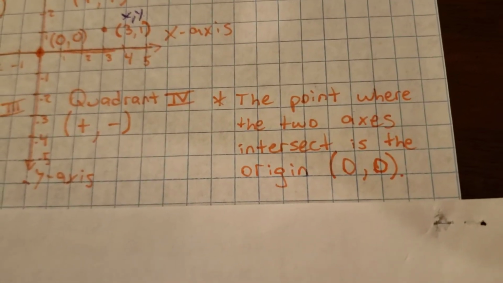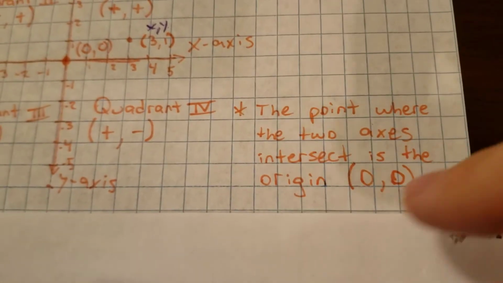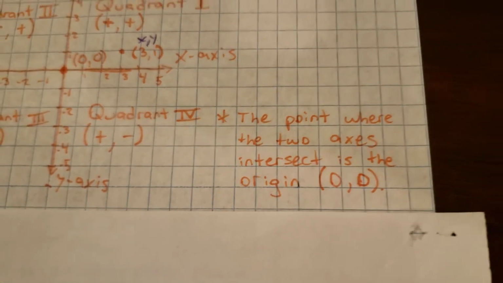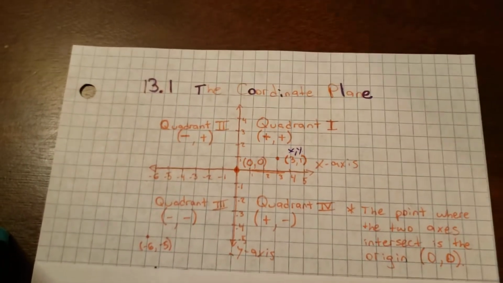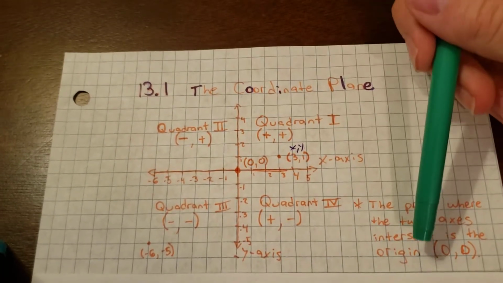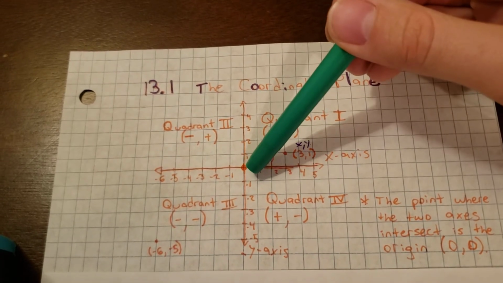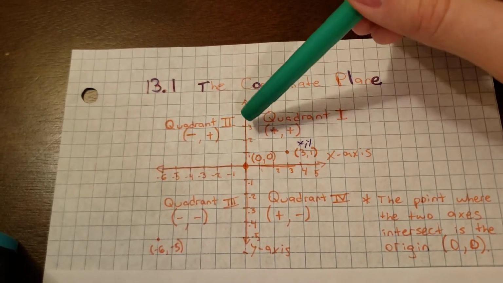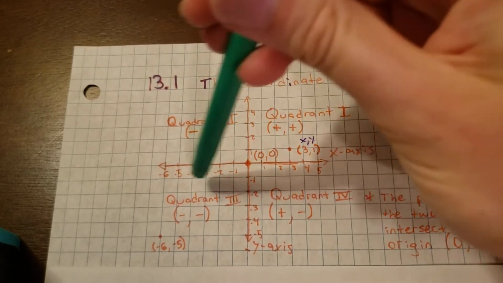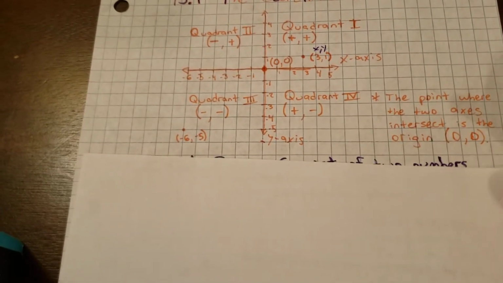The point where the two axes, that's plural for axis, axes, the point where they intersect, that's known as the origin. So this point here, 0, 0, is the origin. Think original, origin, right here. Y-axis, and the x-axis. Okay, all right. Moving on.